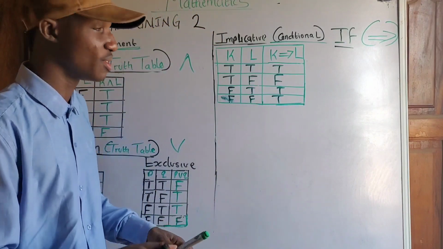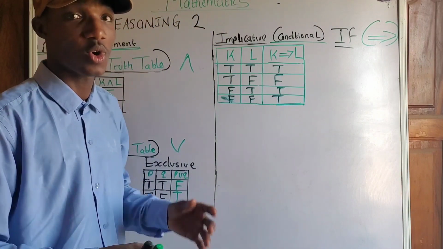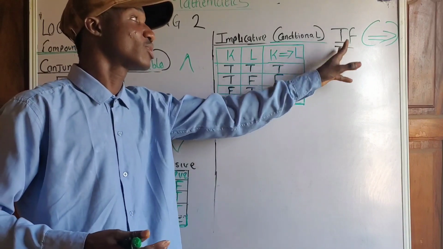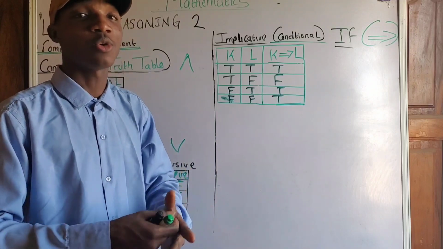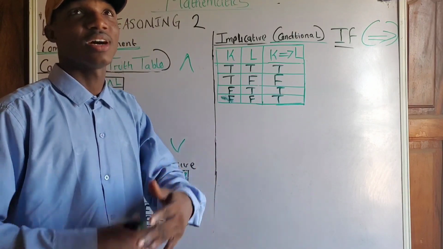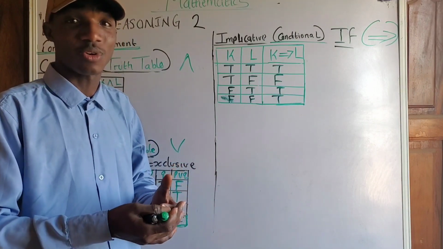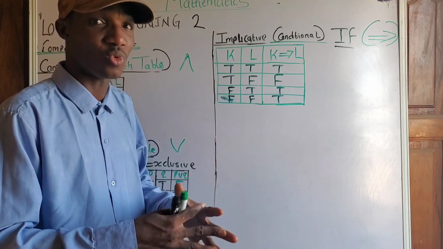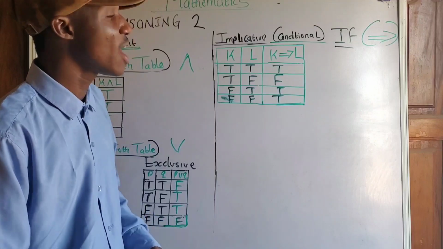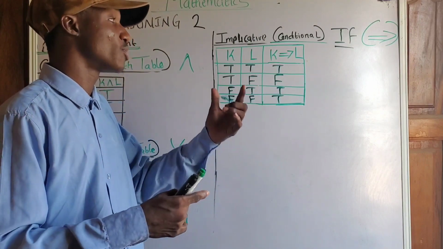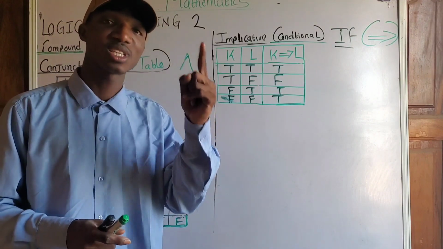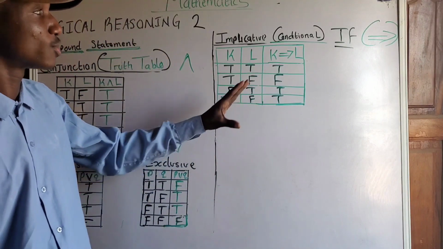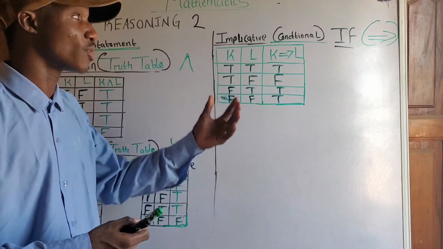So please pay attention. The reason why I'm emphasizing this is because you are going to need the knowledge of this to solve problems on tautology and other concepts in logic, especially those concepts dealing with the truth table. Are you paying attention? So we only have a conclusion that is false in conditional statements whenever the first statement is true and the second statement is false. Okay, so this is the truth table for implicative or conditional statements.